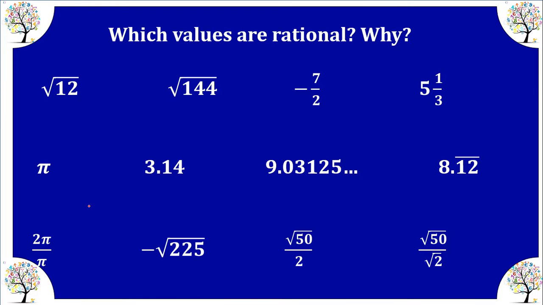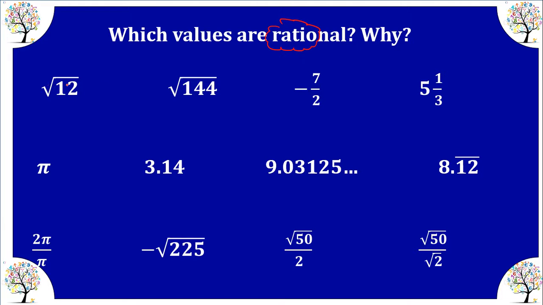Okay, the last part we're going to look at is which values are rational and why. So a rational number can be written as a ratio, and you can see the word ratio in our word, and a ratio looks like a fraction. Remember, you can never have a radical in your denominator. So let's go through these.